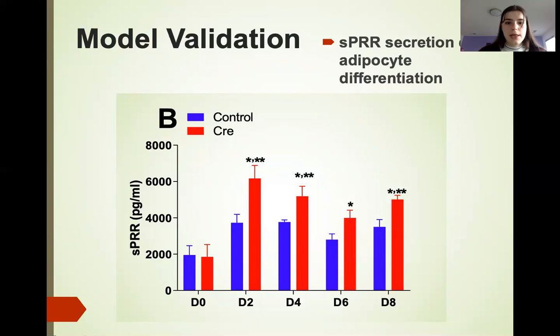And as you can see in the graph, they were, and we're seeing what we expected, that the Cre mice, as you can see throughout the days, had an increased level of sPRR, which were all significant when compared to day 0 and the control in their different days.